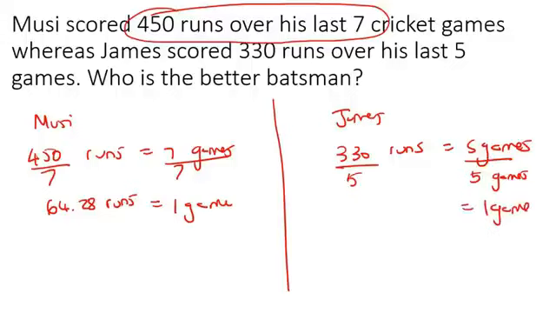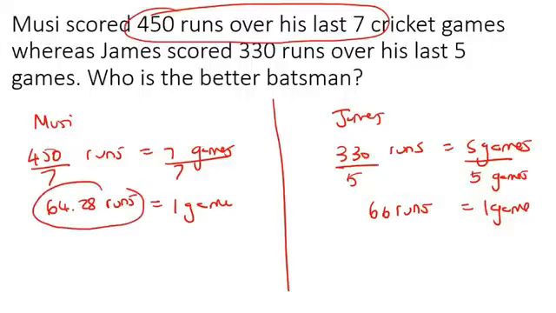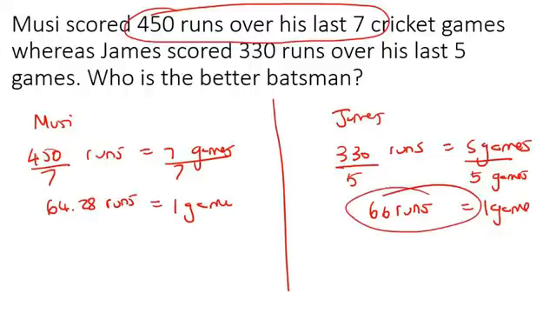So in 1 game, he can score 66 runs. So you see, James, on average, scores 66 runs for 1 game, whereas Musi scores 64.28. So they are pretty much equal, but if you had to choose strictly who was the better one, you would have to say James, because he did 66 runs per game, whereas Musi does 64.28. Okay, so James would be the better batsman. But in real life, that is actually so close. They're actually equally good. But if you had to give an answer, you would say this one.